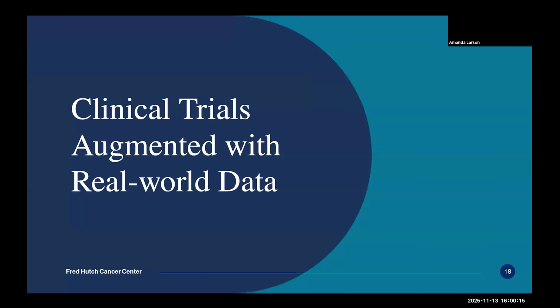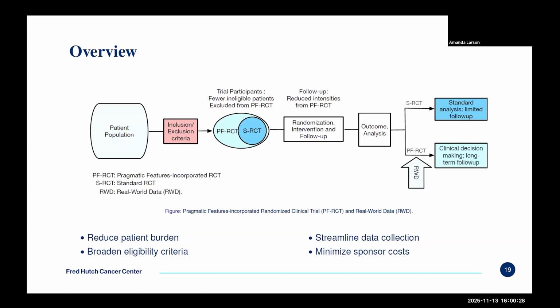And the second problem I'm going to talk about is how we can better use the clinical trial data, combining it with some real world data, to try to reduce the cost of follow-up.